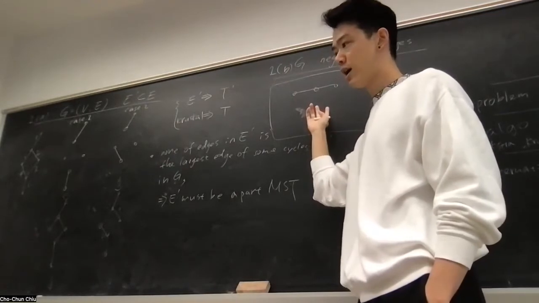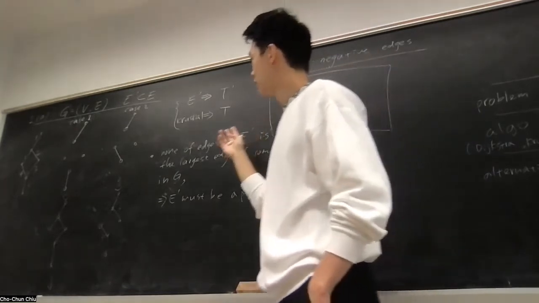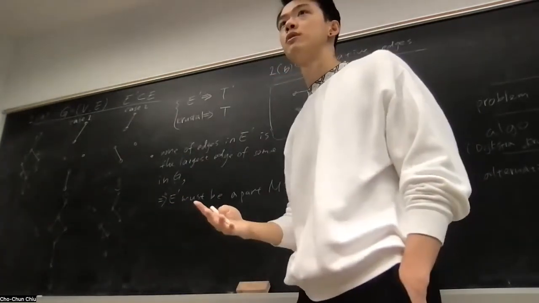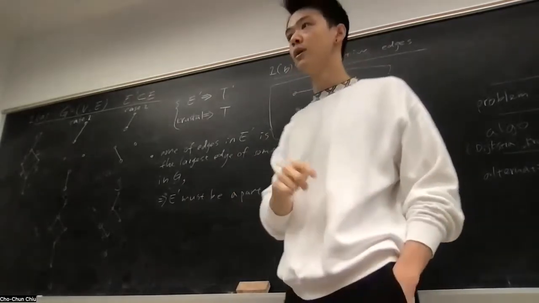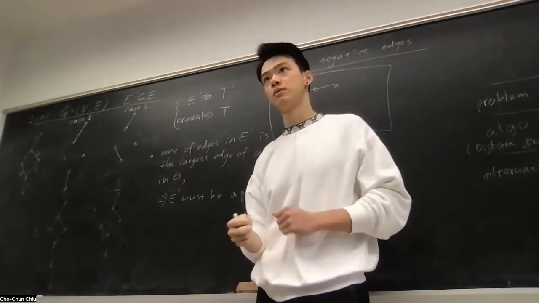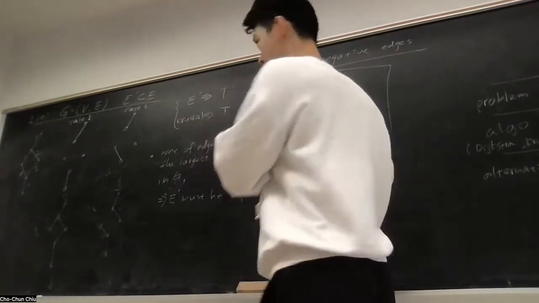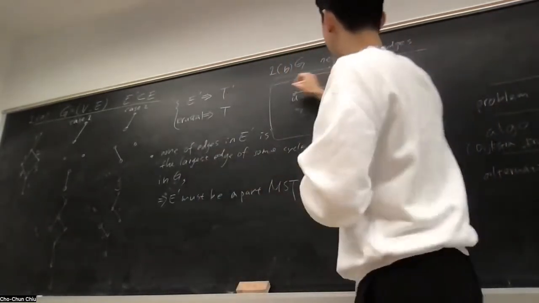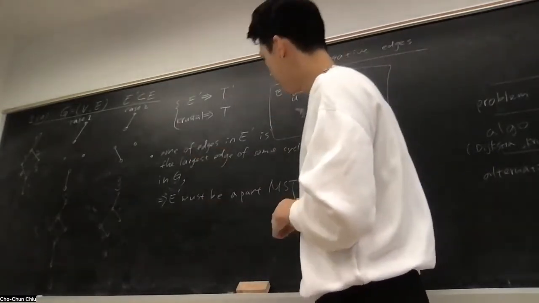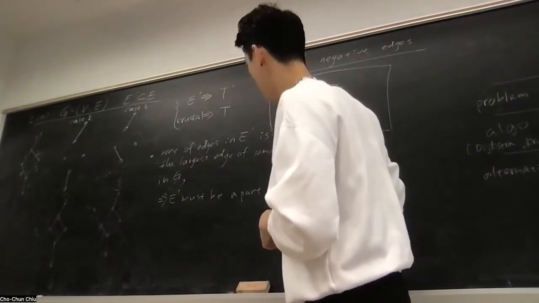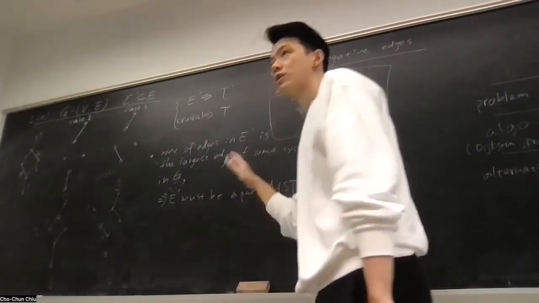And then at the same time, we can prove it by contradiction. So if this E prime is not part of MST, it's not part of MST. So we have U, V, right? And then this is E prime. And then we assume this is part of MST. If this is not true, we hope that this is not true. So that's how we can prove it by this logic. Any question?